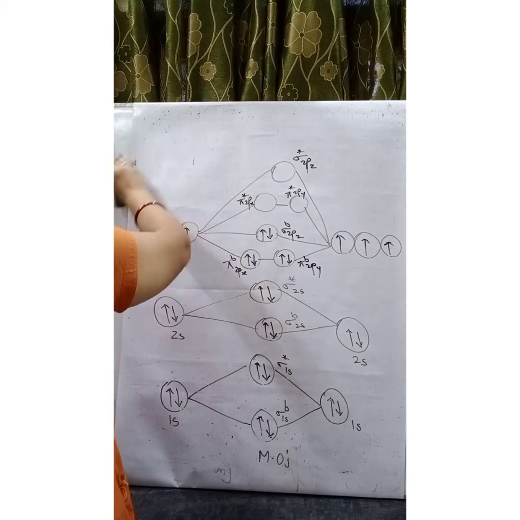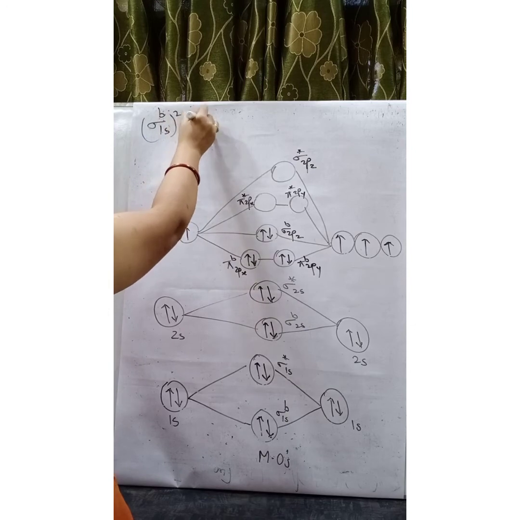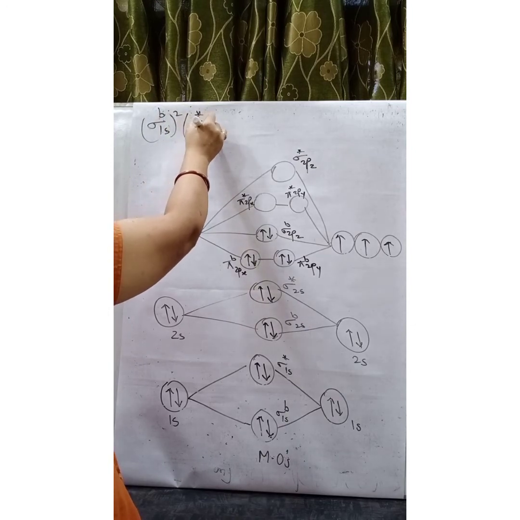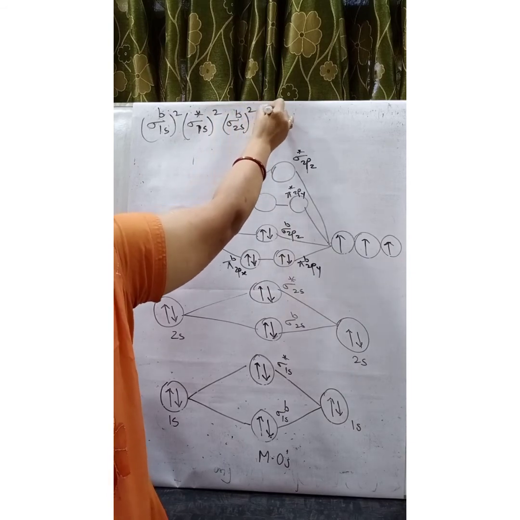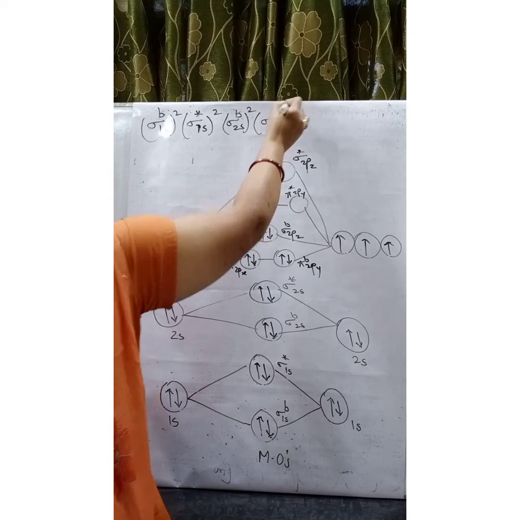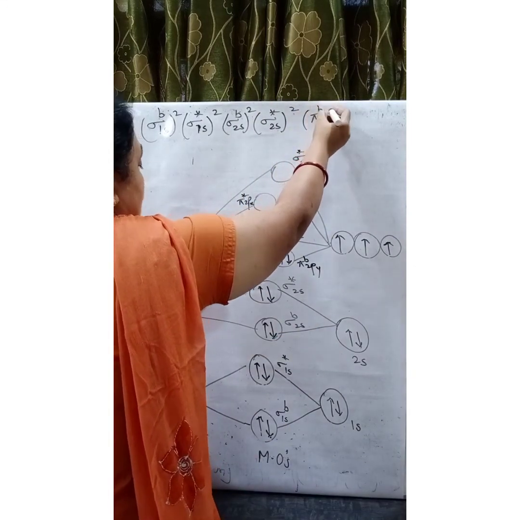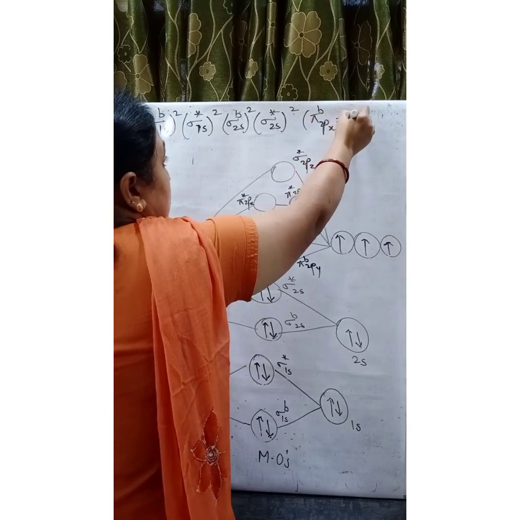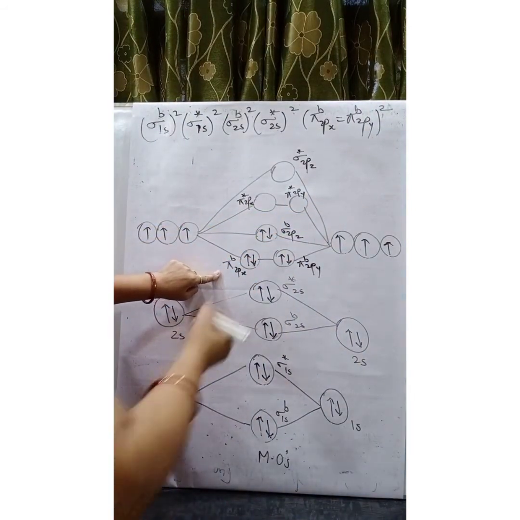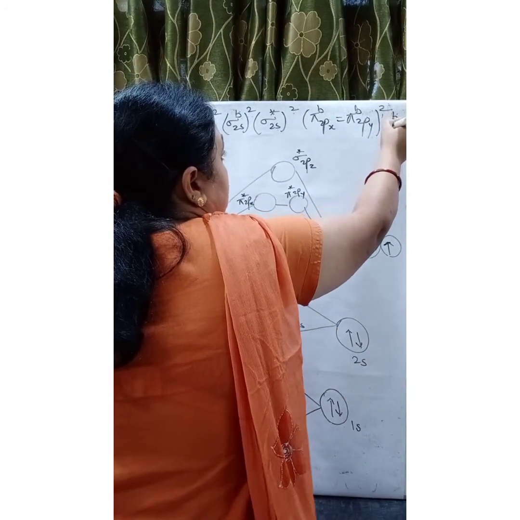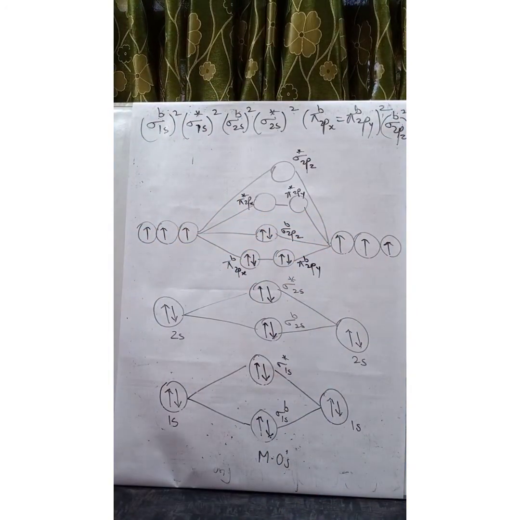We can put down the electronic configuration like this. Sigma bonding 1s having 2 electrons, anti-bonding 1s having 2 electrons, sigma bonding 2s with 2 electrons, sigma anti-bonding 2s with 2 electrons. Now you put pi bonding 2px equal to pi bonding 2py, and both are having 2 electrons, and then sigma bonding 2pz with 2 electrons. So this is the electronic configuration.